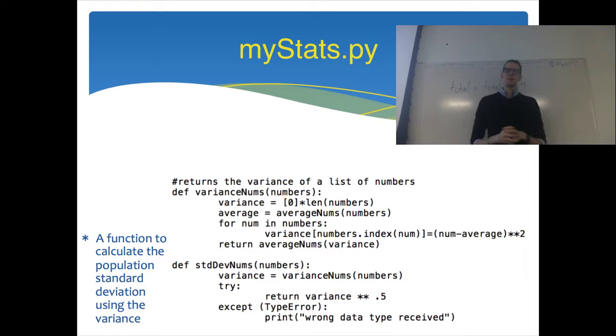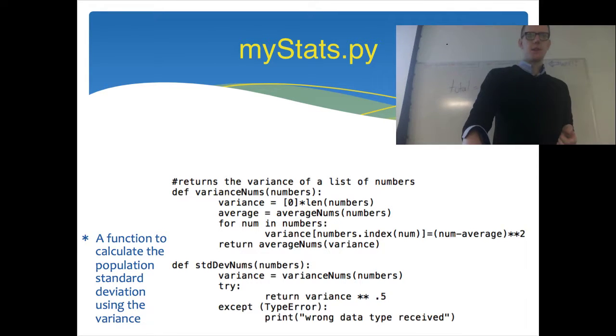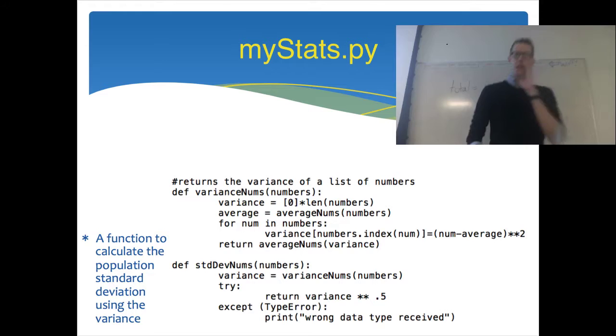The first thing I need for calculating the standard deviation is the variance, so I call my variance nums function on my list of numbers, which will then calculate the variance. And I store that in this variance variable. And then the final thing I need to do is take the square root of the variance.